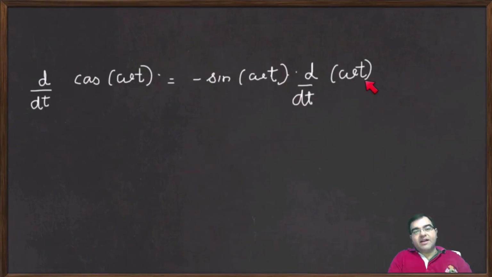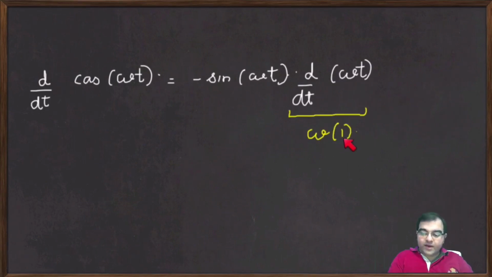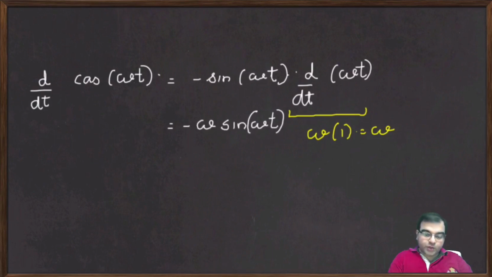And you know the derivative of t is like the derivative of the input, and you know that the derivative of the input is going to be 1. So you will write this as omega into 1, which is nothing but omega. So you will multiply omega with this entire term, minus sine omega t. So your answer is going to be minus omega sine omega t. That's the derivative of cos of omega t.